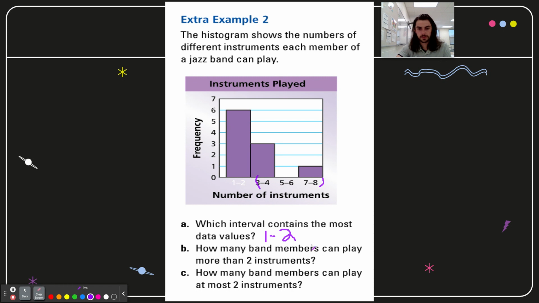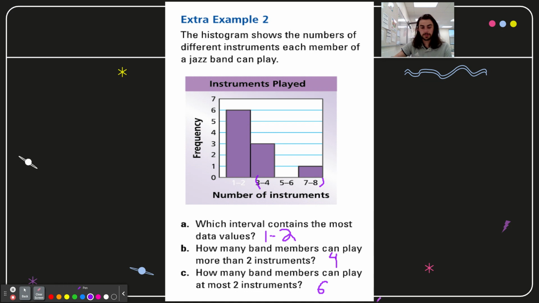So I have 3 plus 1, which tells me that I can have 4 people that can play more than 2 instruments. And how many band members can play at most 2 instruments, which means it's less than 2. It has to be exactly 2 or less than 2. So exactly 2 or less than 2. So that's just the 1 to 2 bar, which means I have 6.